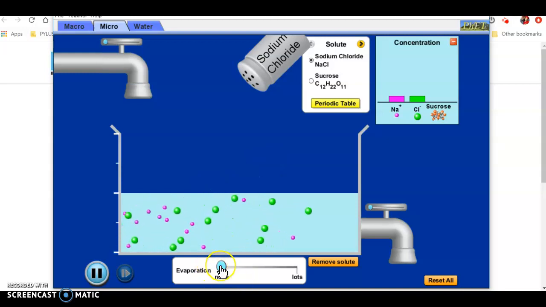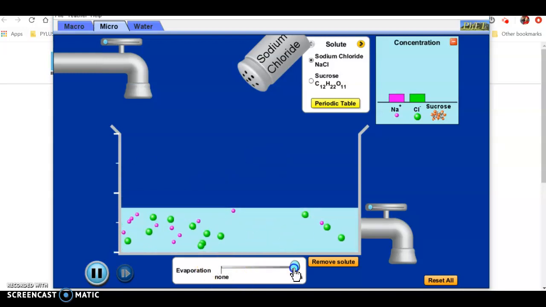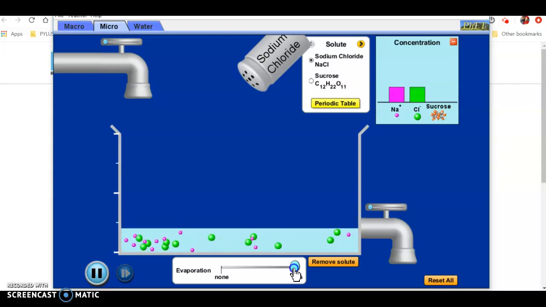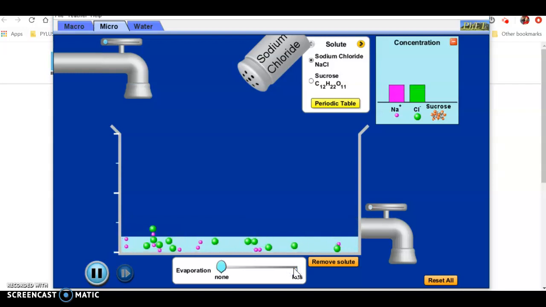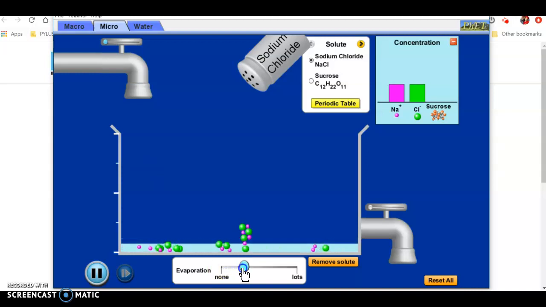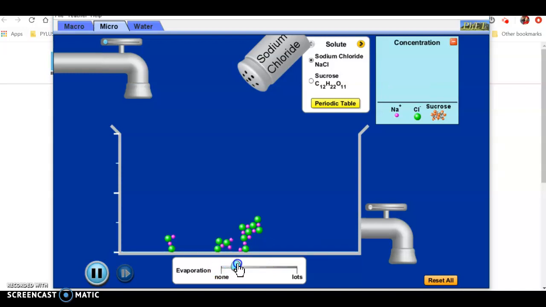Now what happens if I evaporate some water away? So you can see the concentration right there. So the concentration is measuring the salt in the water. But evaporate it all away. What's going to happen with that one? Huh.